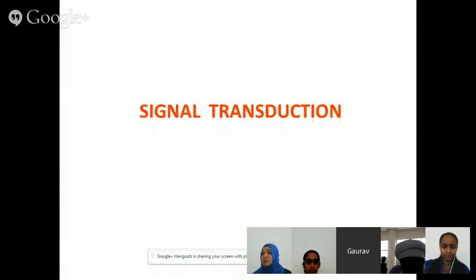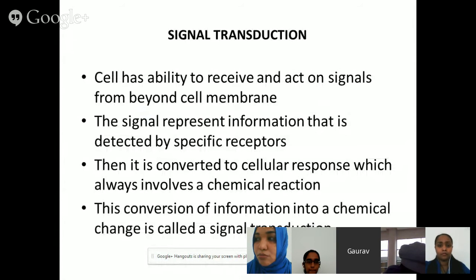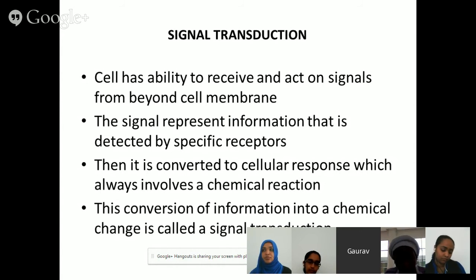Now our next topic is signal transduction. As the name indicates, signal transduction is like us: if we want to communicate with each other, we use different types of language, or signs and symbols through our hands. Like that, we are communicating with each other. In the same way, in our body, our cells are also communicating with each other by passing signals.